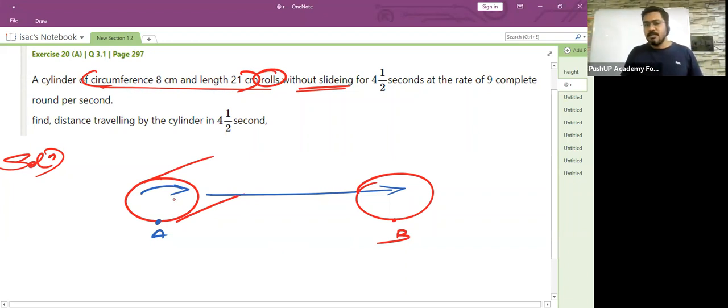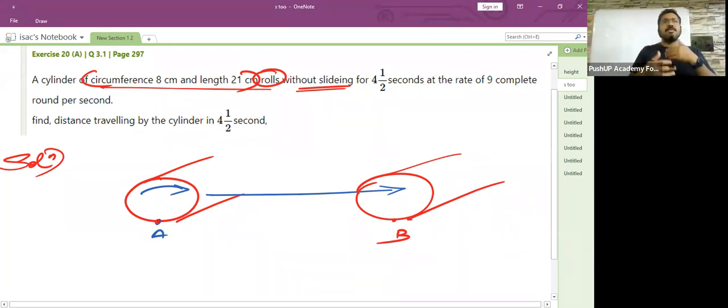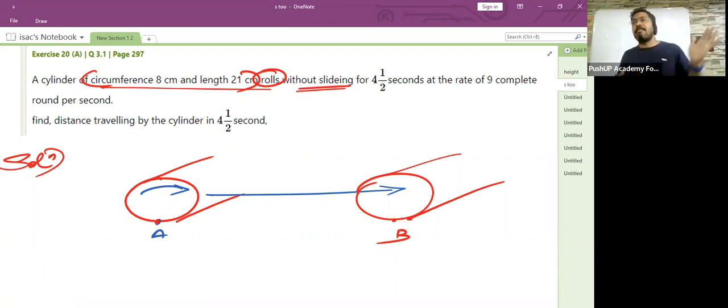So what's happening here, children? Let us understand it clearly. There is a cylinder which is kept on the ground surface. Okay. The cylinder is touching the ground surface at point A. Somebody is pushing the cylinder from the back. So what happens? The cylinder starts rolling without sliding. Sliding in the sense, slipping.